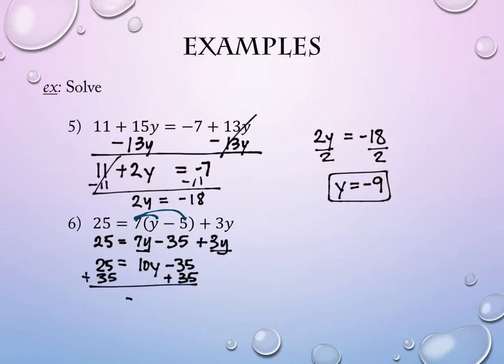All right. The negative 35 and the positive 35 on the right-hand side combine to 0. And then what do I have on the left with the 25 and the 35? Yeah, that's 60. Now what? Divide by 10. What will y equal? 6.